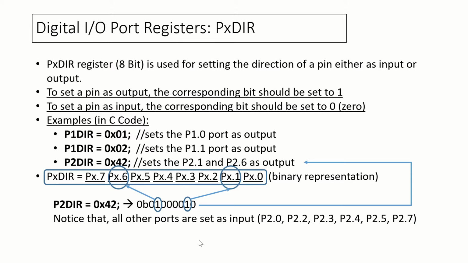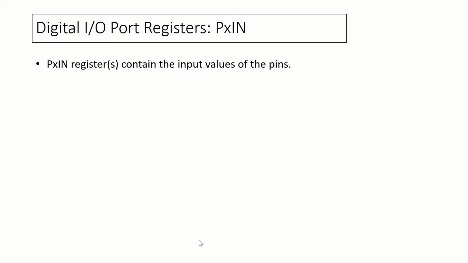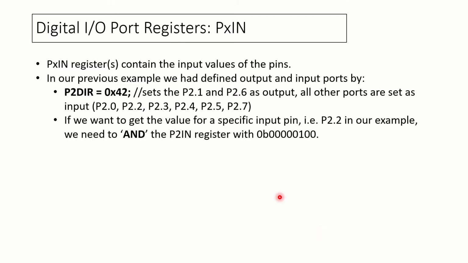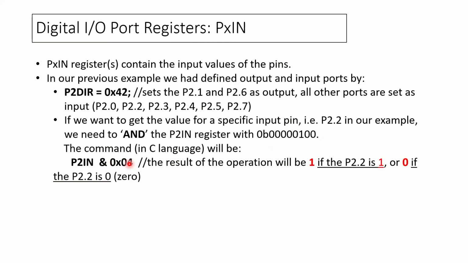Now we will see the PXIN register in the next slide. PXIN registers contain the input values of the pins. In our previous example, we had defined output and input ports by P2DIR is equal to 42 hexadecimal, and this was setting the P2.1 and P2.6 as output and the rest of the ports as input. If you would like to get the value for a specific input pin, for example P2.2, we need to use the AND logic operation with the P2IN register and this binary mask. So the command in C language will be P2IN and hexadecimal 04, and the result of this operation will be 1 in case P2.2 is equal to 1, or it's going to be 0 if P2.2 is equal to 0.